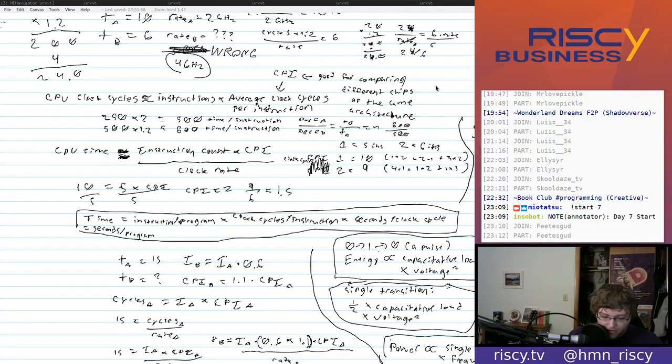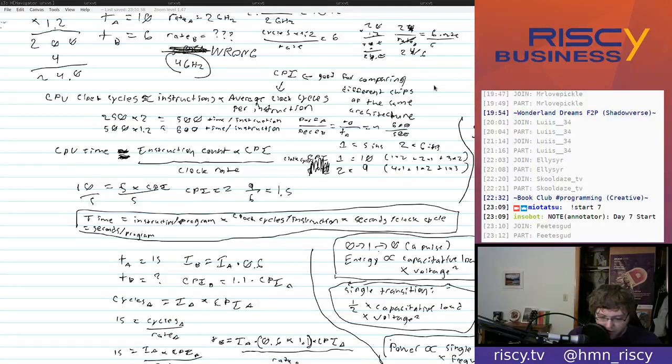So computer A took 2.5. I didn't do the units. So 2.5, some unit of time. And computer B took 2.2, some unit of time. And of course, the unit of time is the same in both of those. So computer B took less time, according to my calculations. So computer B would be the faster computer. And isn't that what MIPS told us too?